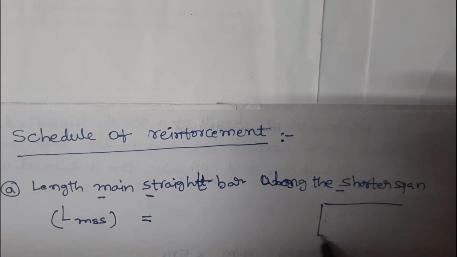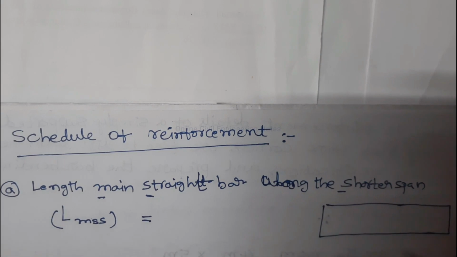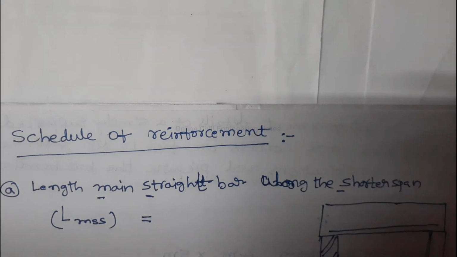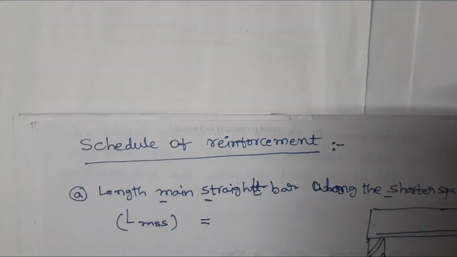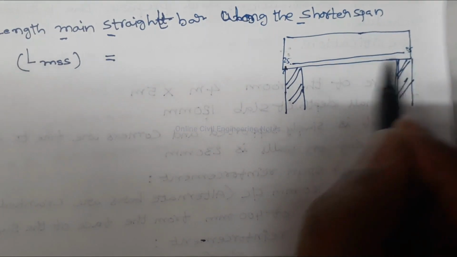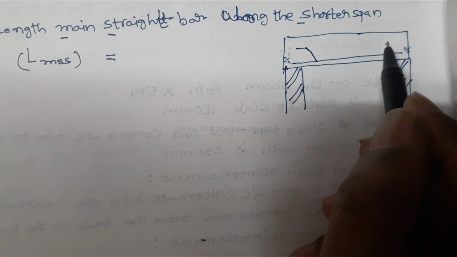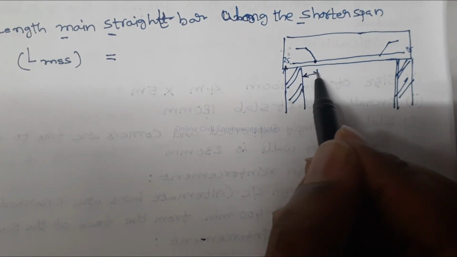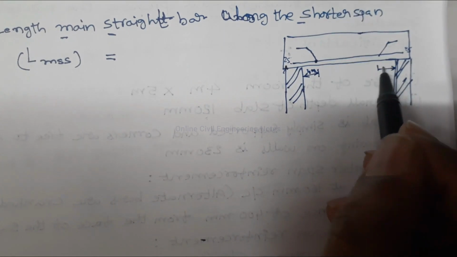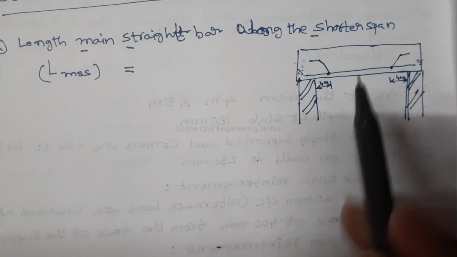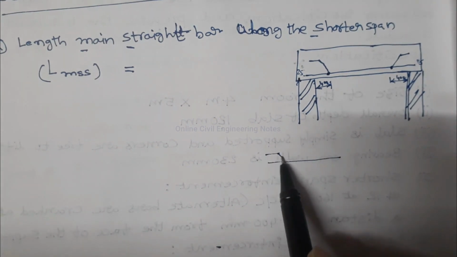so this is the cross section of the slab in shorter span. These are the supports on both sides. The cover on both sides is 25 mm. And alternate crank bars are provided at a distance of 400 on both sides of the supports. This is 400 from this support. Similarly on this side also, main bars and the cranked bars are provided alternately on the shorter span as well as on the longer span.